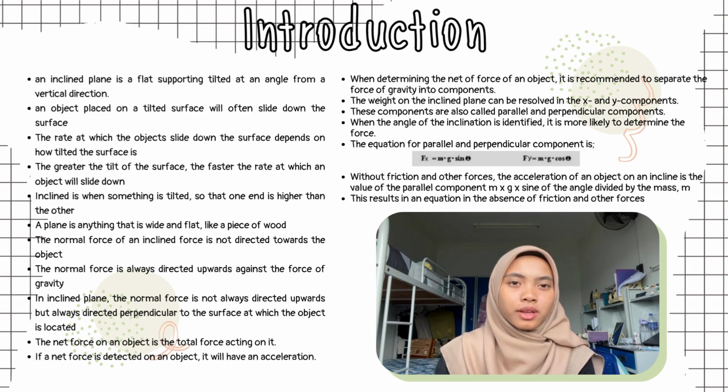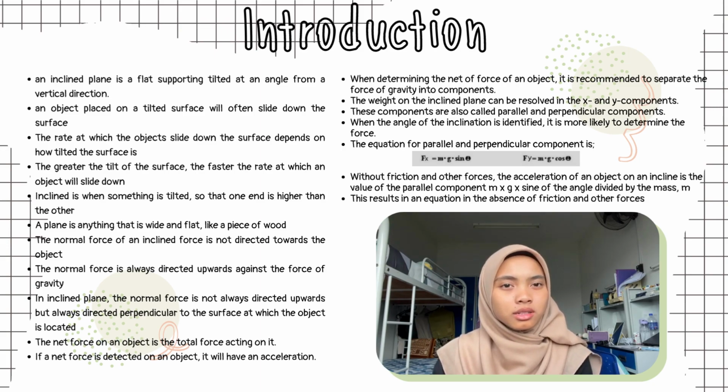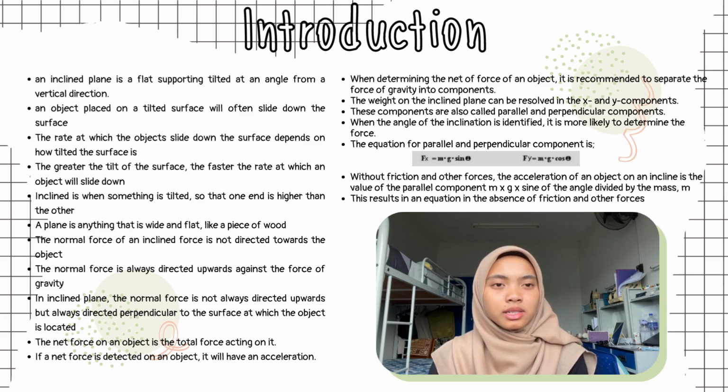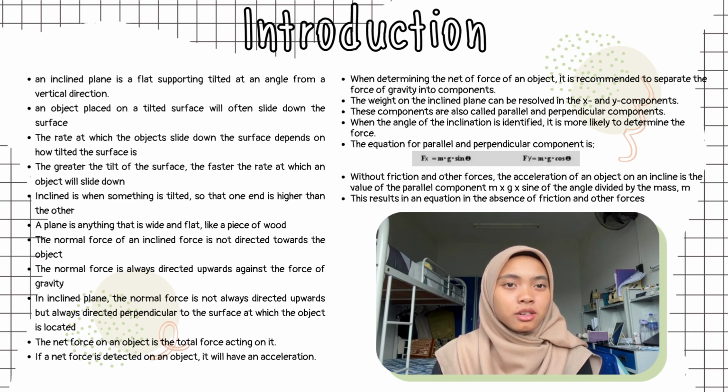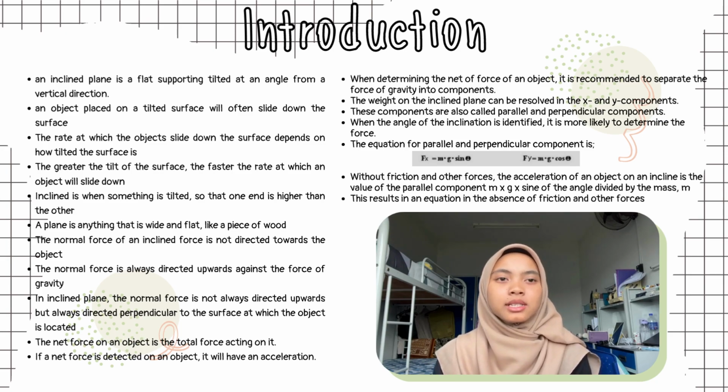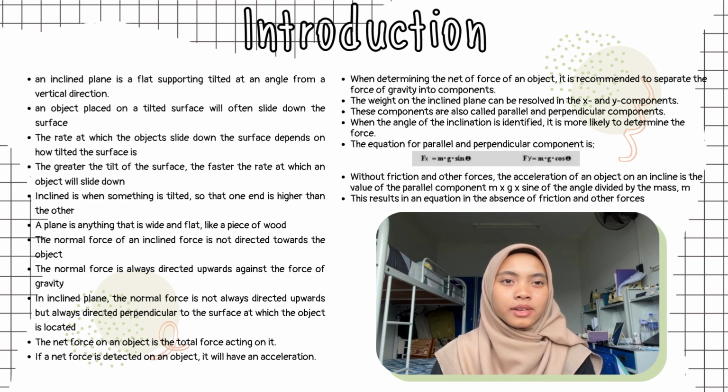The normal force on an inclined plane is not directed towards the object. The normal force is always directed upwards against the force of gravity. In an inclined plane, the normal force is not always directed upwards, but always directed perpendicular to the surface at which the object is located. The net force on an object is the total force acting on it. If a net force is detected on an object, it will have an acceleration.